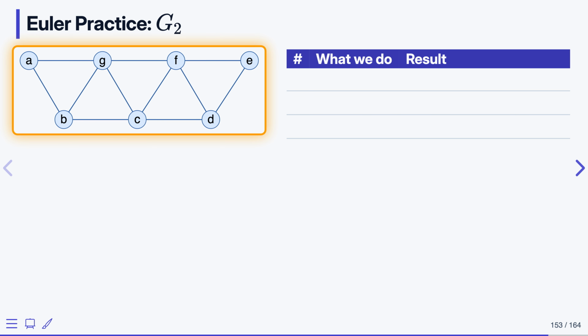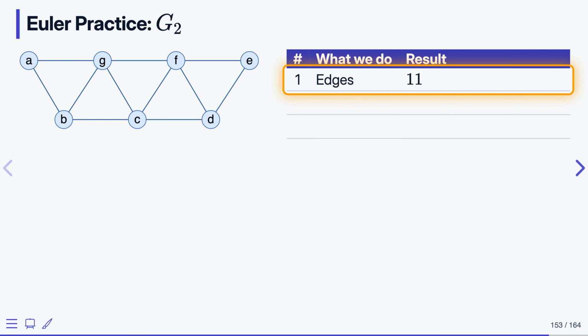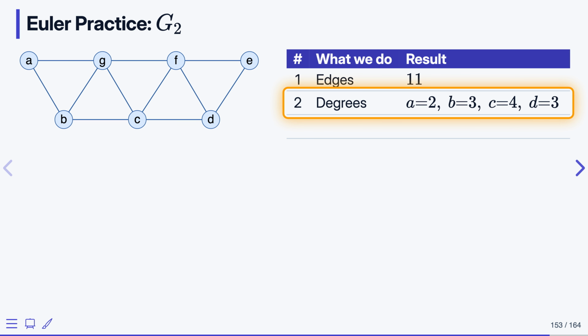Now the second graph, which is bigger. Step 1. Count the edges. There are 11. Step 2. The degrees, first half. Vertex A touches G and B, so 2. Vertex B touches C and G, so 3. Vertex C touches B, D, G, and F, so 4. Vertex D touches C, F, and E, so 3.